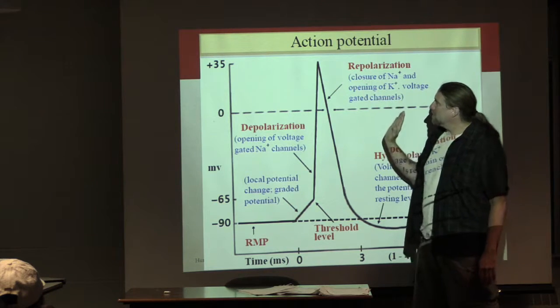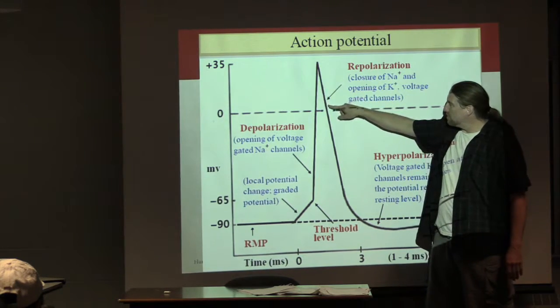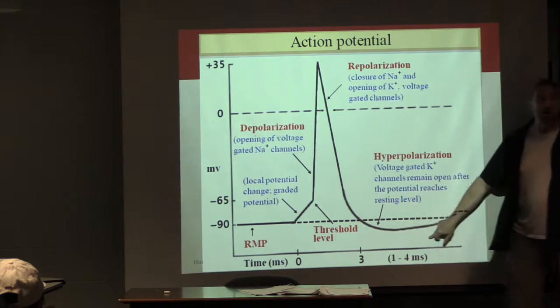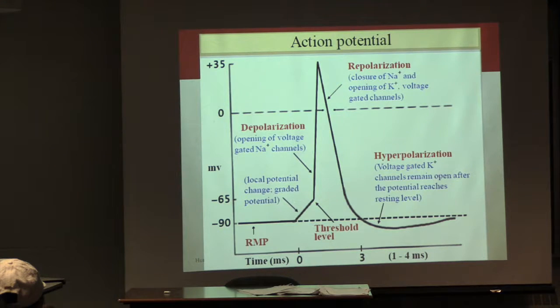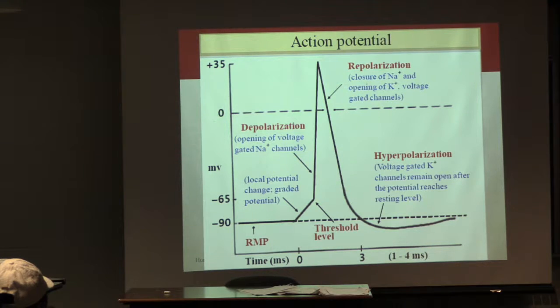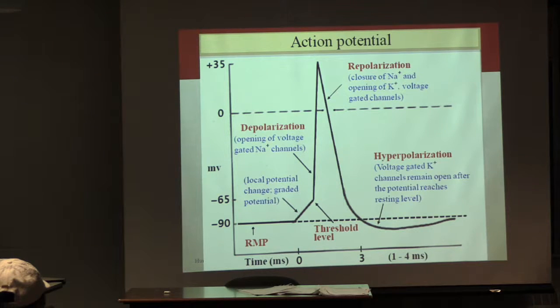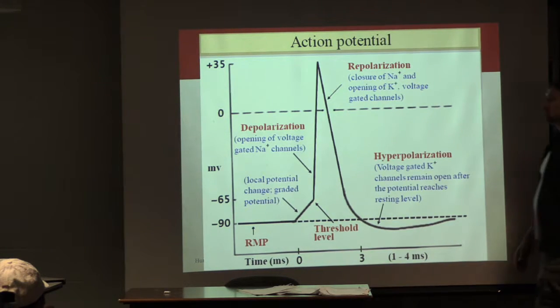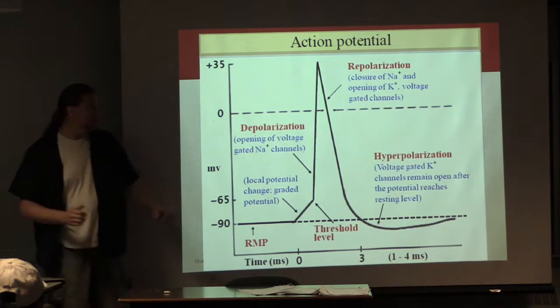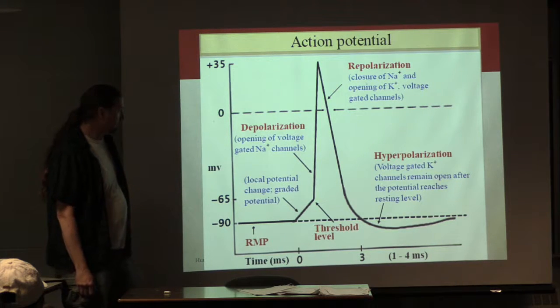So now we have positive charge leaving, so it gets more and more negative until it actually goes below where it normally is. This is called hyperpolarization. When hyperpolarization is reached, the potassium gates close, and then it's just a matter of the sodium and potassium pumps doing their thing. That's the end of your action potential. That's one signal that's just been fired. So we've gone from resting potential to action potential, which is depolarization going down the axon, to repolarization.